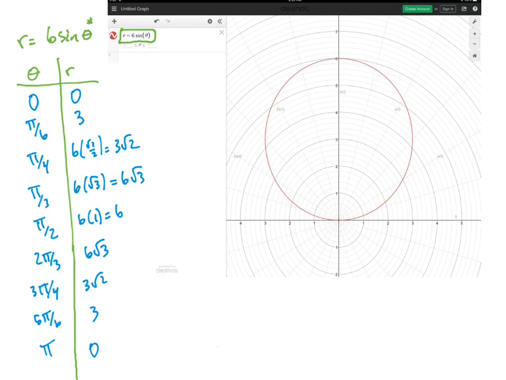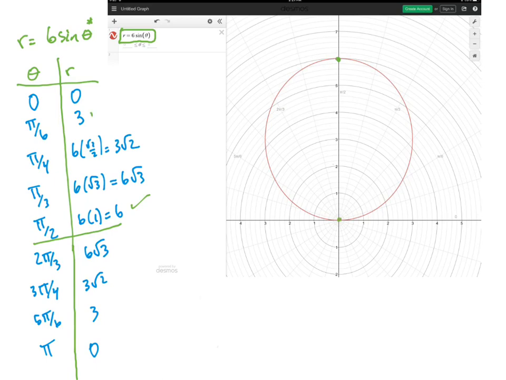Let's start at this point up here. That angle is pi over 2, right? If I'm starting here and going in this direction, pi over 2 is the point that I plotted, and that distance is 6. So that corresponds to this right here. Okay, 0, 0 is a point.